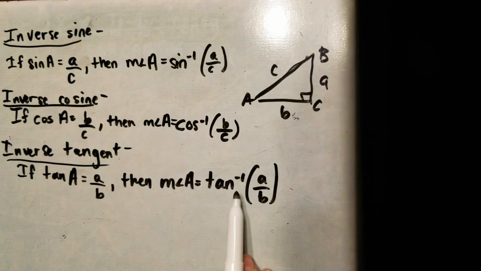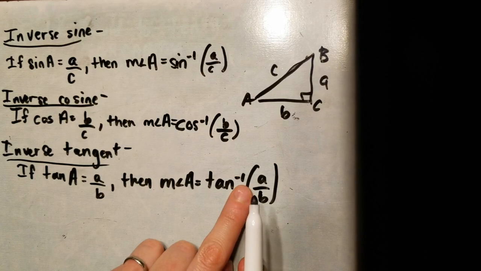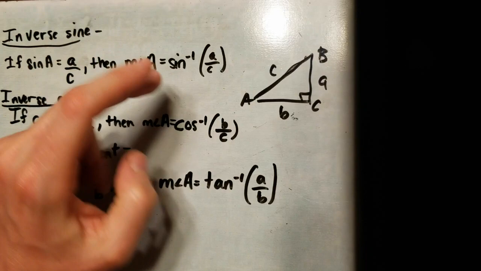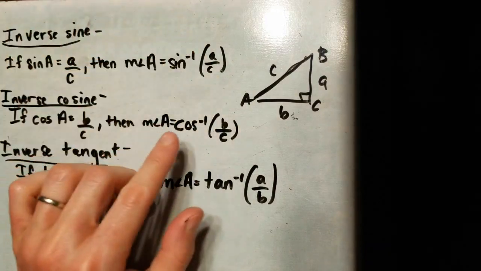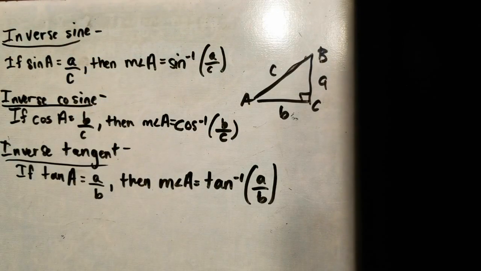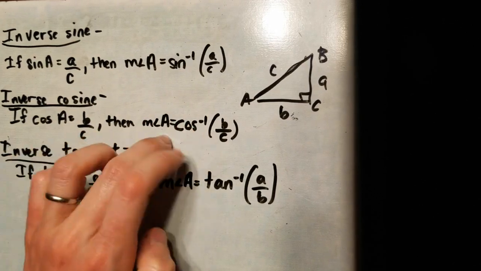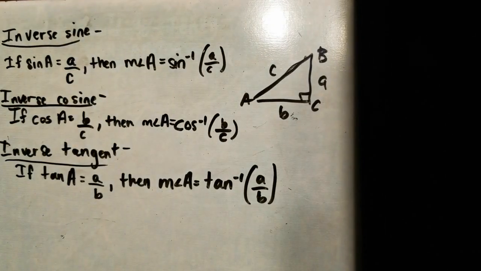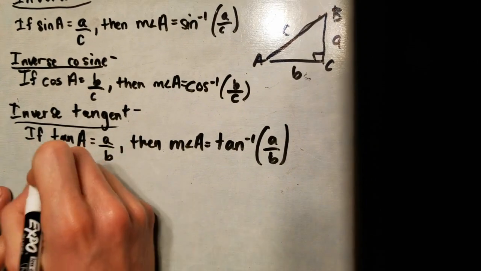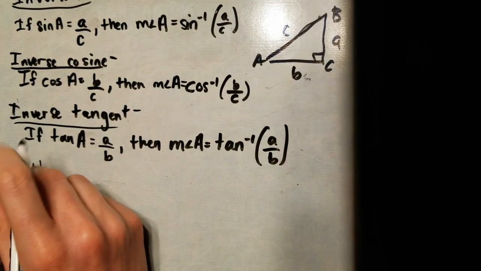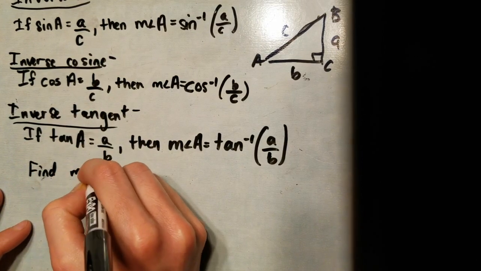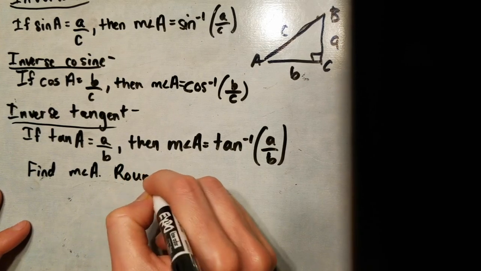So this is how we write the inverse, with a -1. And you would read this as inverse sine A over C, inverse cosine B over C. The inverse is used to find the angle, and you need two sides to find it. It just depends what two sides you're given. So we want to find the measure of angle A and round to the tenth.